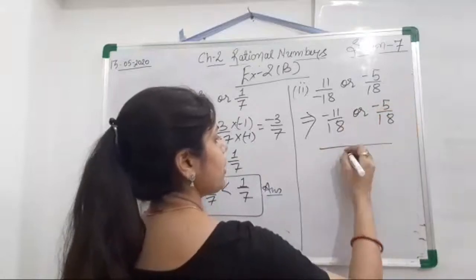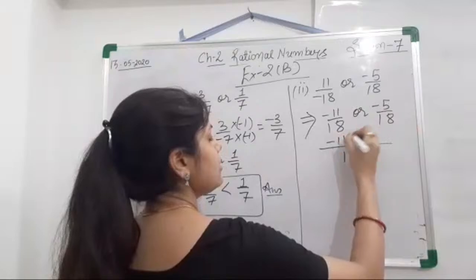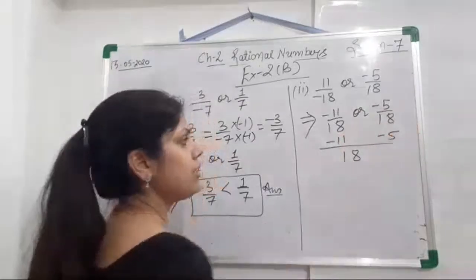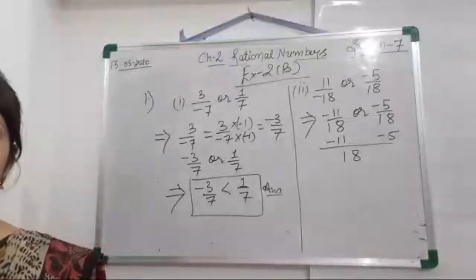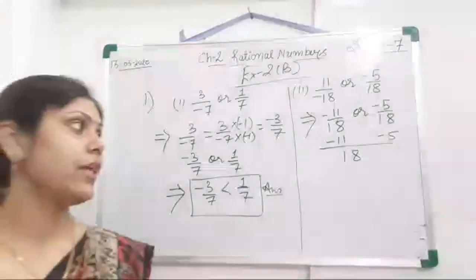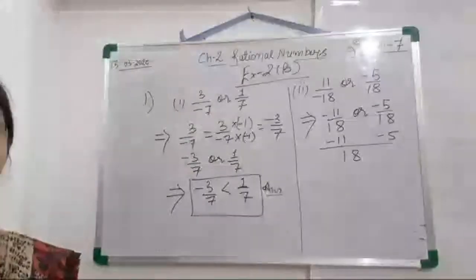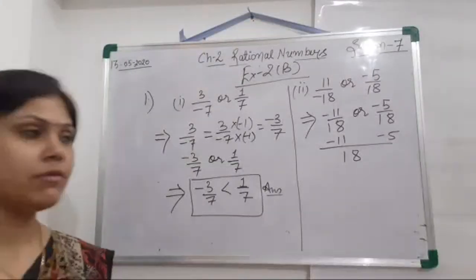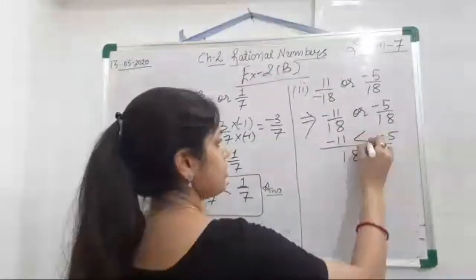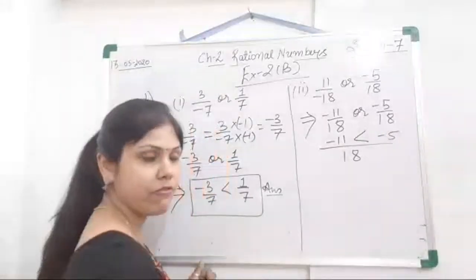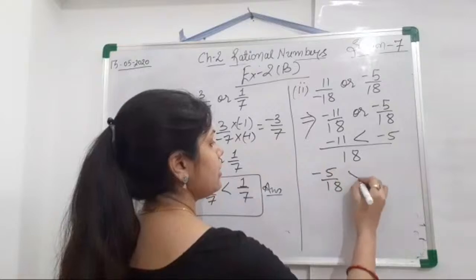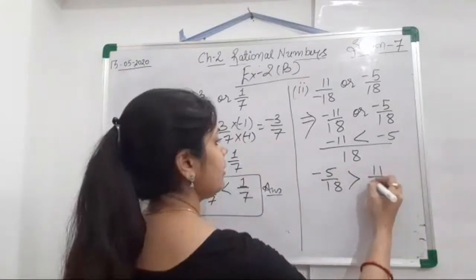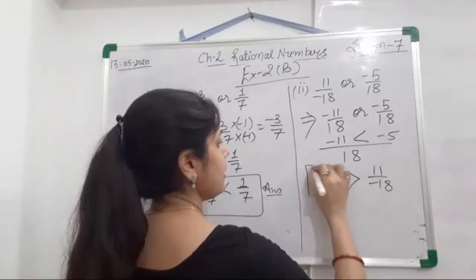So now what can you do? Minus 11 and minus 5. Which one is greater? Minus 5. Negative numbers with lesser numerical values will always be greater than this one. So this one will be the answer. Minus 5 will be greater. That means minus 5 upon 18 is greater than 11 upon minus 18.